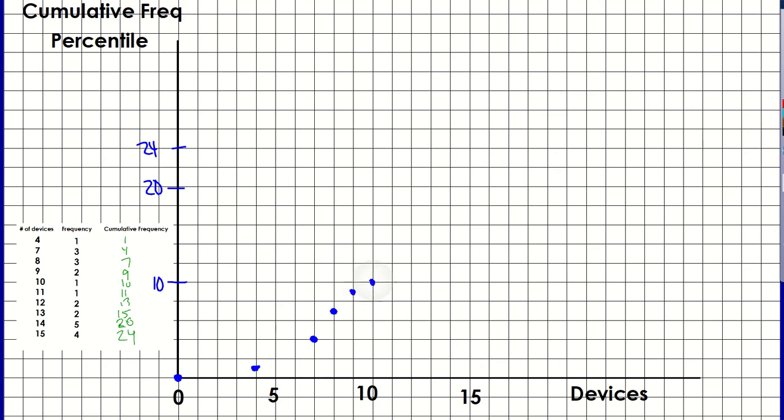And then we're going to go ahead and finish filling these out. So I'm going to go all the way across and fill each of these. So at 12 devices, my cumulative frequency is 13. At 13 devices, my cumulative frequency is 15. At 14, it goes all the way up to 20. And at 15 devices, I achieve my cumulative frequency of 24. So that would be the cumulative frequency points that I've got from my table. And now the goal is that we would connect them in a kind of smooth line.